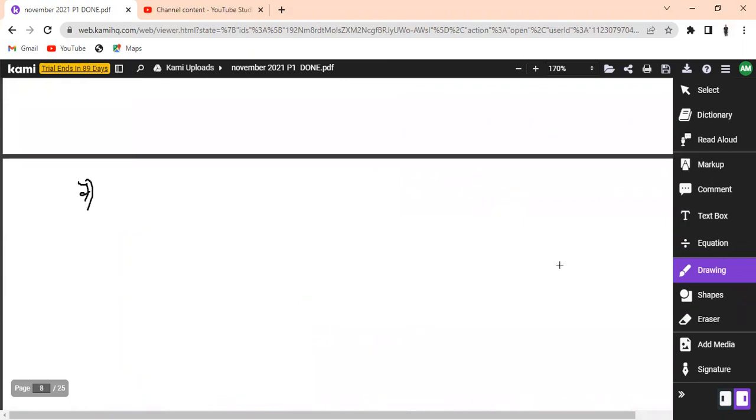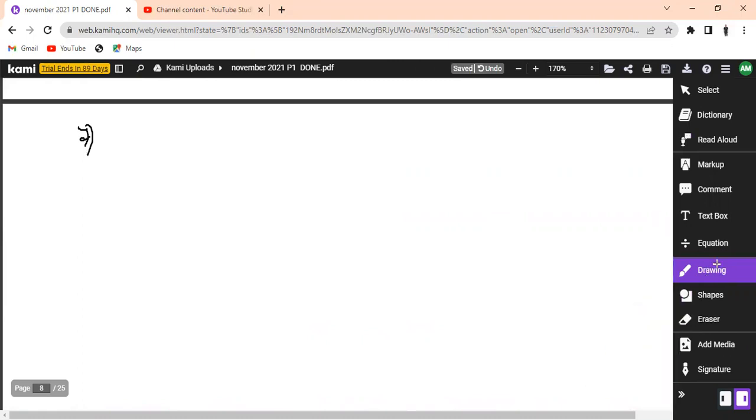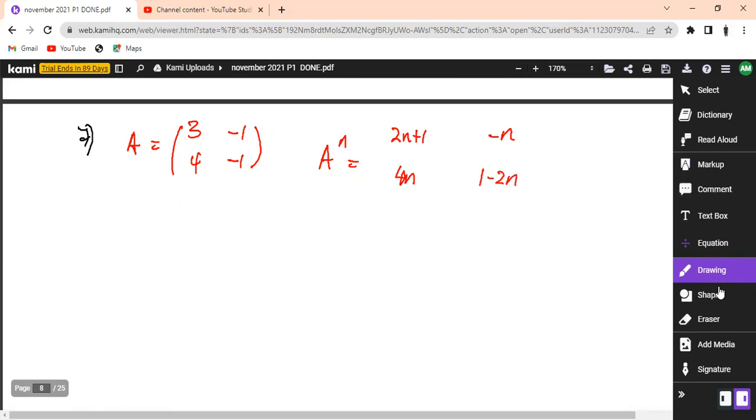So on number 7 there, we are given this case where we have matrix A. Take note, we are given matrix A, which is equivalent to 3, 4, -1, like this. So this is your matrix, and A to the power of n is equivalent to 2n plus 1, minus n, and we have 4n, and 1 minus 2n. So this is 4n. Let me just try to write it nice here.